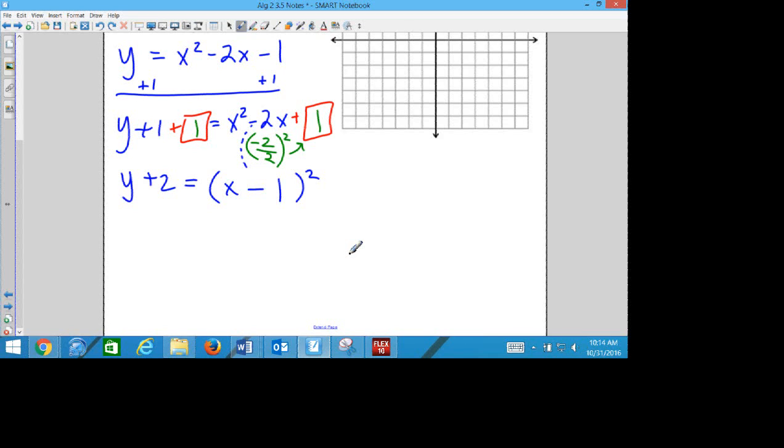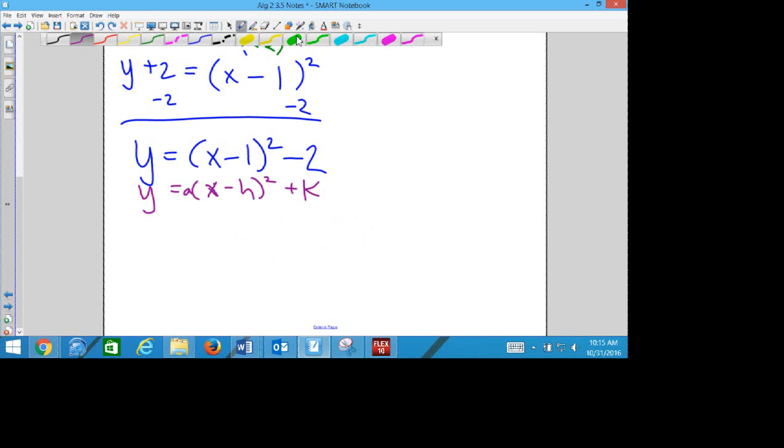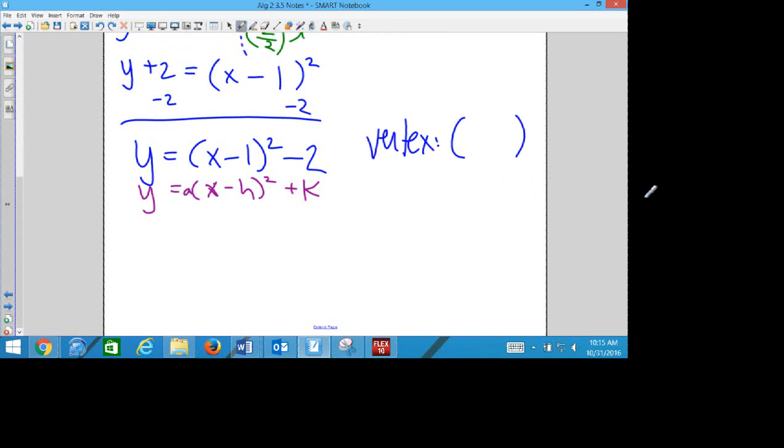Now what should we do? Square root? Nope, we're not solving, we're just putting it into vertex form. Subtract 2. Right, we're going to subtract 2. So I have y equals (x minus 1) squared minus 2. That is vertex form. I'm just going to write vertex form right underneath it: y equals (x minus h) squared plus k. So what is our vertex? 1, -2. That would be our vertex.